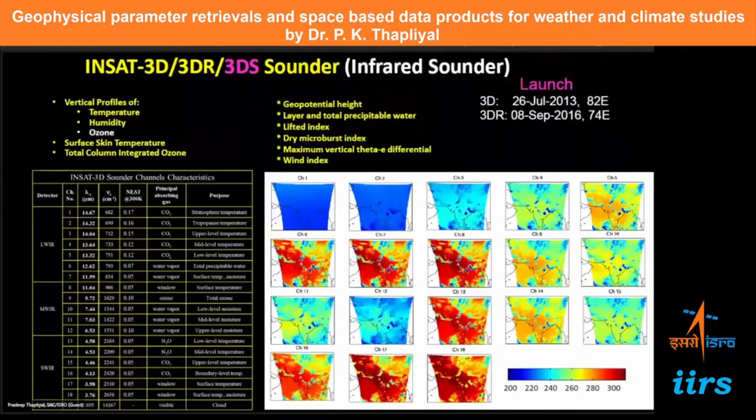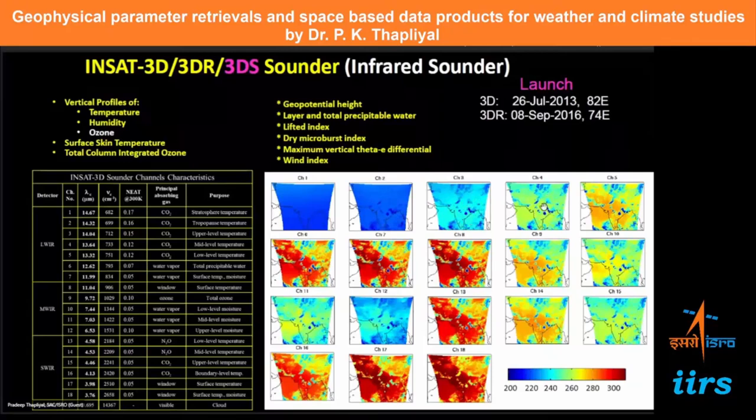Now, this is just one example of INSAT-3D sounder I'm giving here. These are the 18-channel brightness temperatures which you receive. Channels 1, 2, 3, 4, 5 are CO2 absorption channels. For channel 1, you see the brightness temperature is very small, because this channel is looking at the top of the atmosphere in the stratosphere. This channel is looking at the tropopause, about 15 kilometers. This channel is looking at, for example, the upper atmosphere.